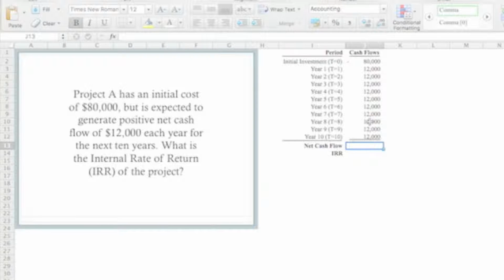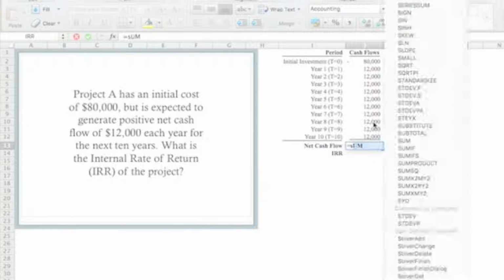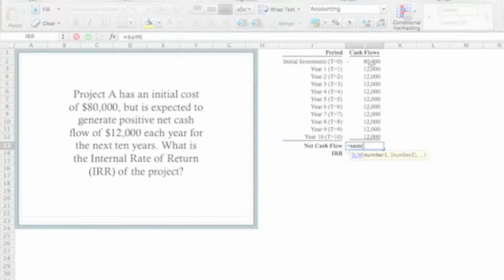What I like to do is to just sum up the cash flows without any regard for the time value of money, just to get a framework for how much cash the project is generating. So let's just sum up these cash flows using the sum function. Okay, so that tells us that over the life of the project, it generates $40,000 in net cash flow. That doesn't take into account any sort of time value of money.